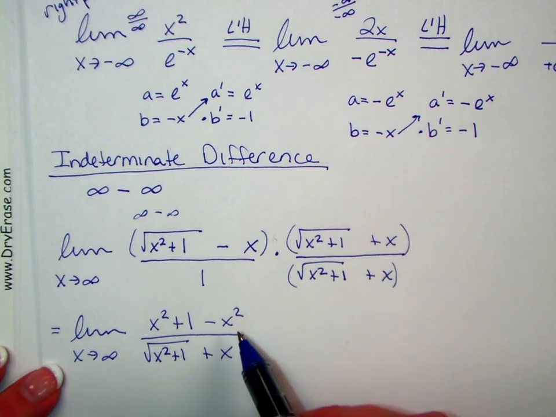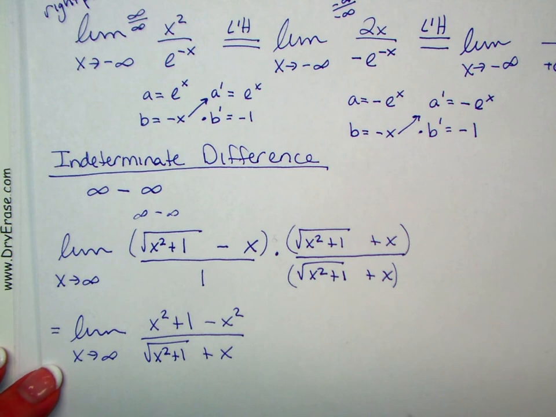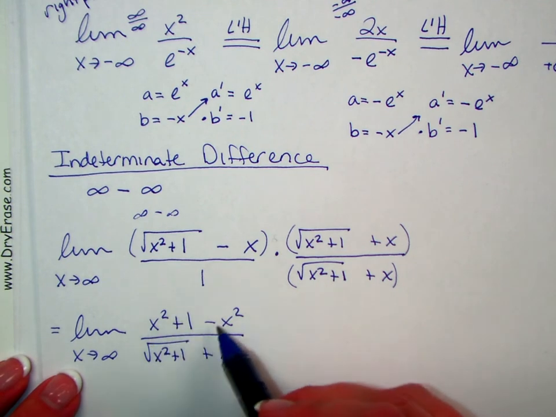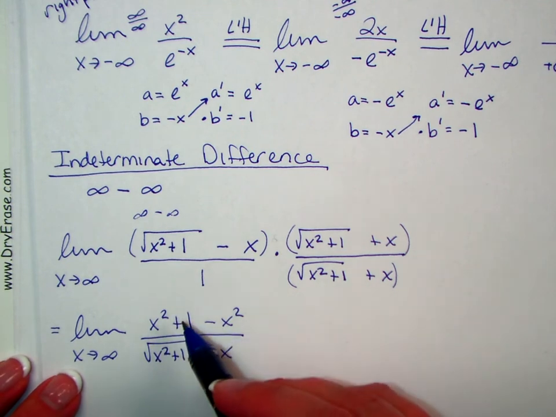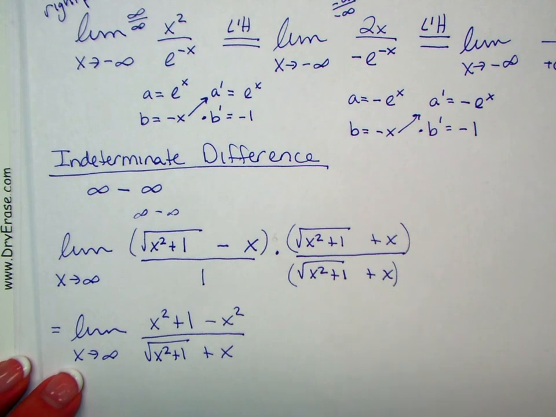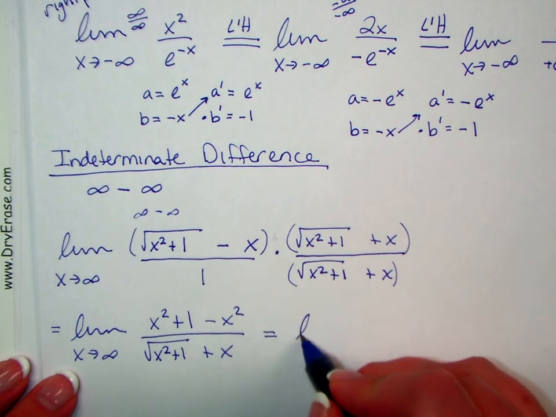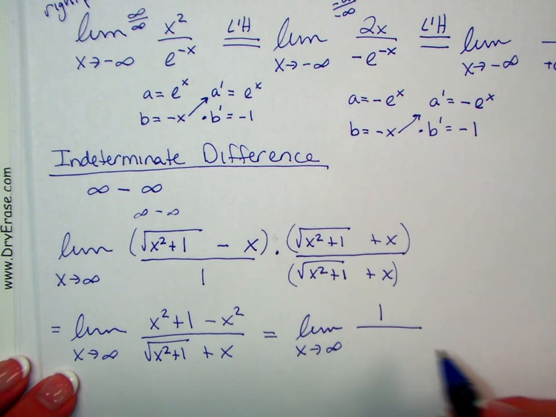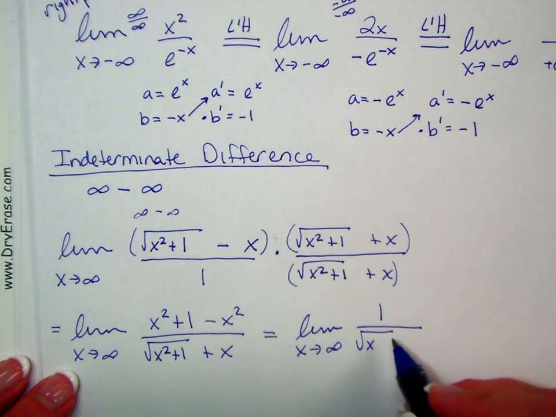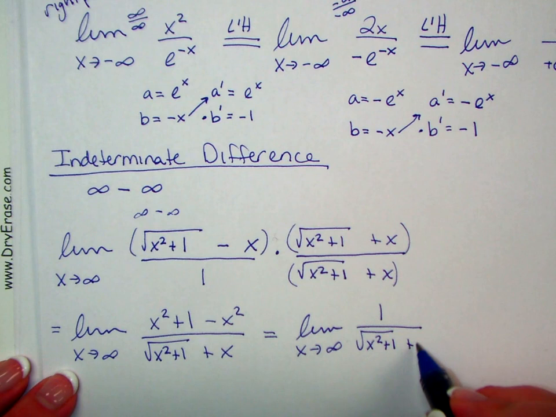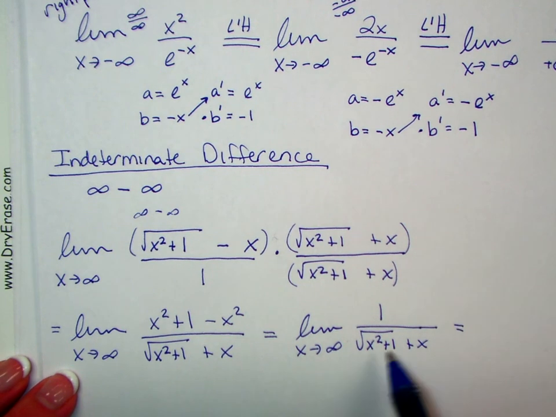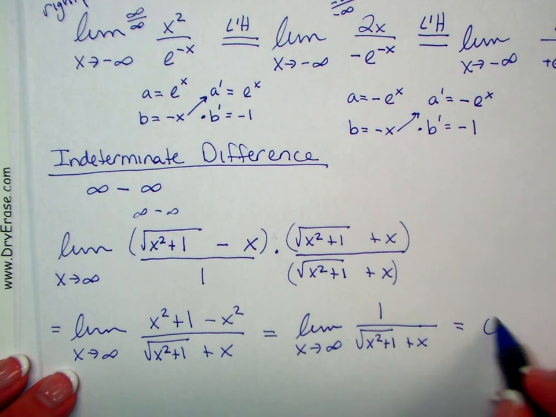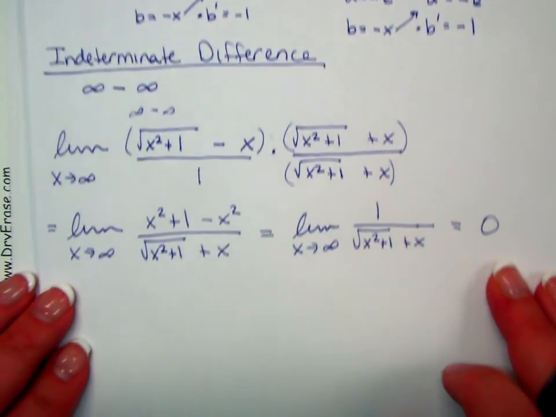Let's go ahead and simplify this. Let's not jump to L'Hopital's rule. The x squareds cancel, and so we're just left with 1 over the conjugate. If we have a constant up top, we don't need L'Hopital's rule. This will be a determinate value. If I let x go to infinity, I get infinity plus infinity on the bottom. 1 over infinity is 0. So L'Hopital's rule is not needed here.